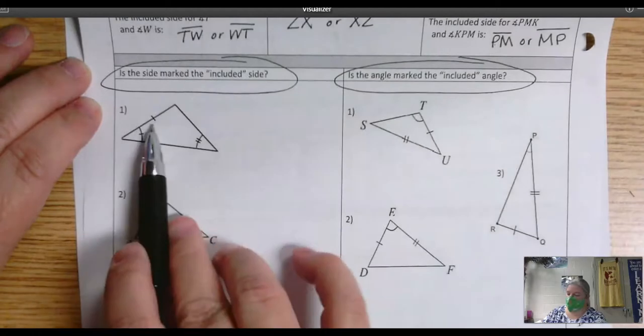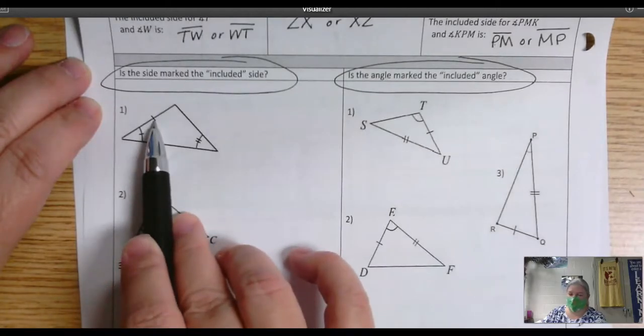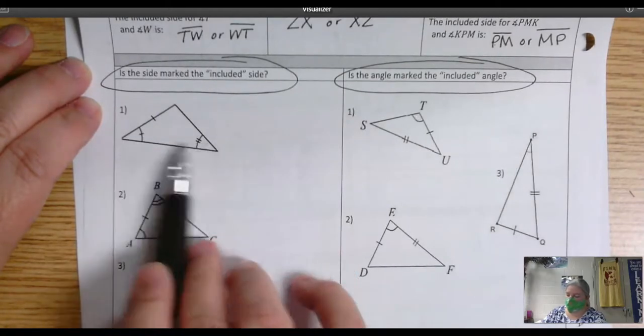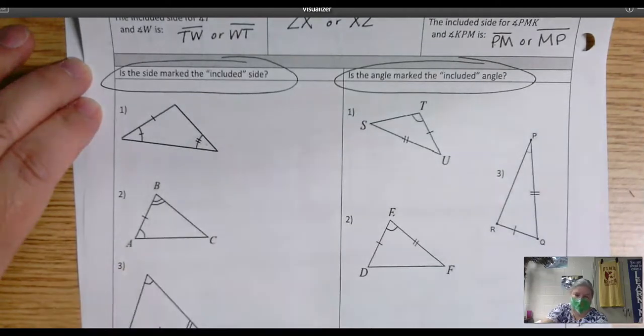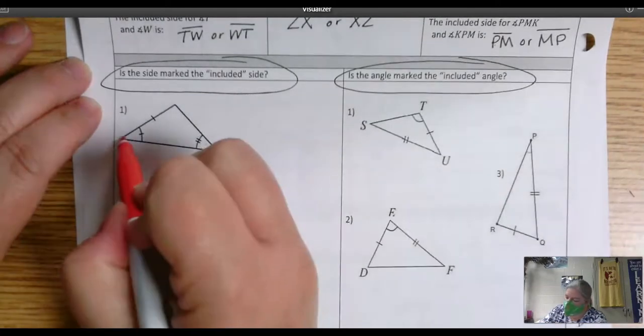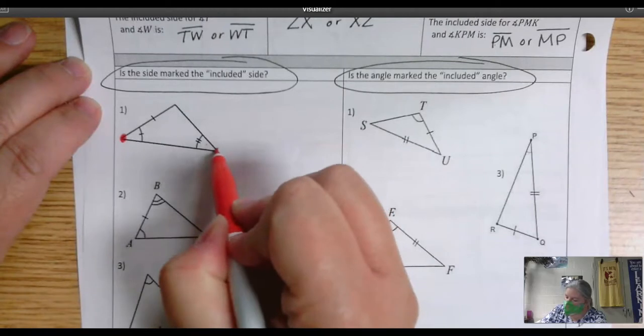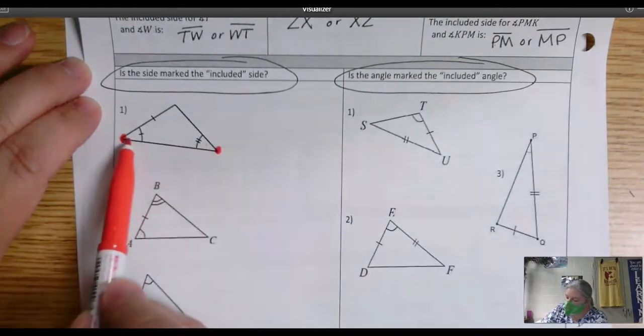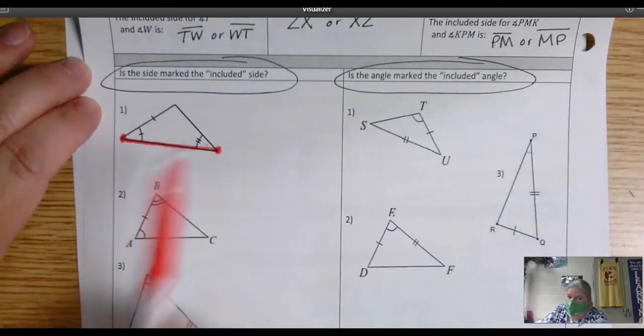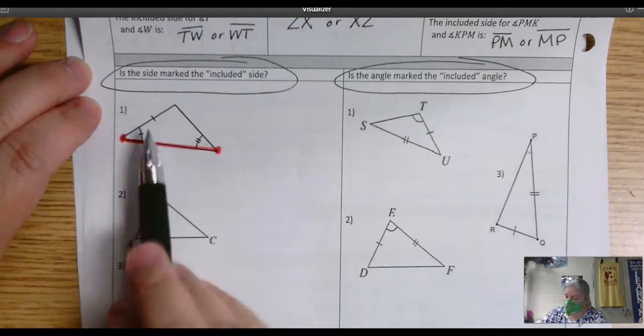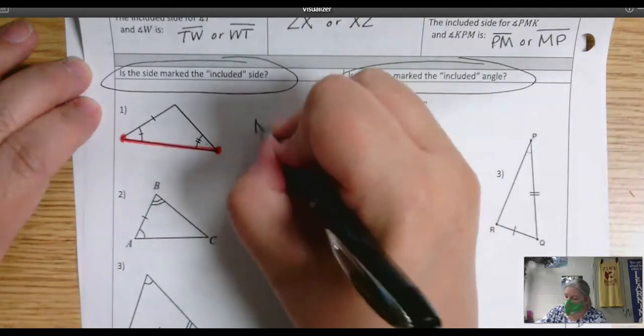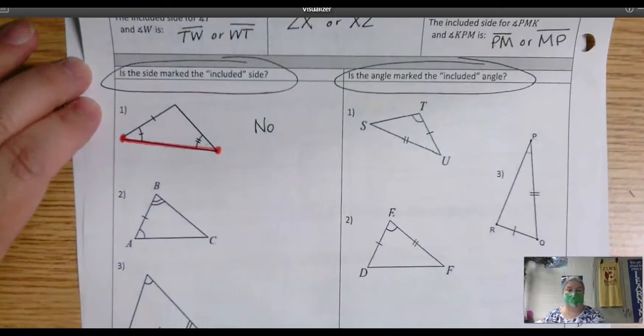So for number one, this is the side that's marked. Is it included between these two angles? That's a no. Here's the vertex of one of the two angles. Here's the vertex of the other angle. This would be the included side. That's not the one that's marked, so this one's a no. If you needed help understanding what you were asked to do, now you've seen an example. Pause the video, come back to check your answers.